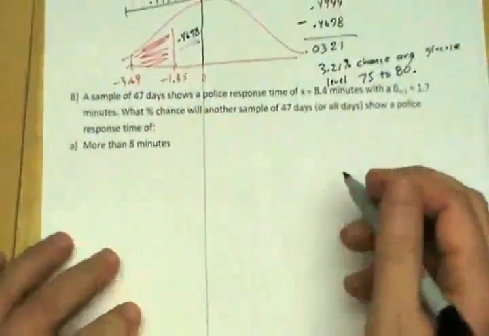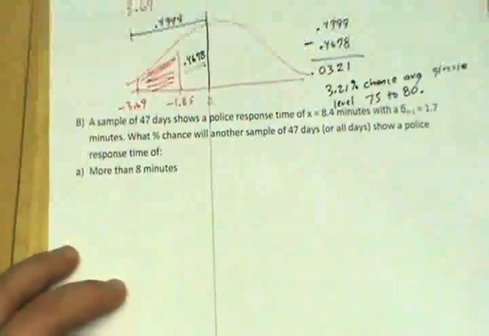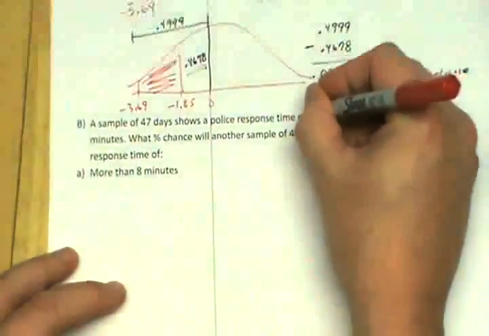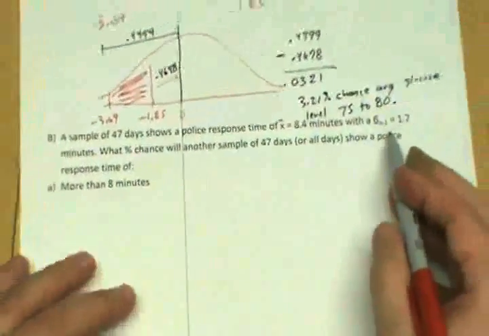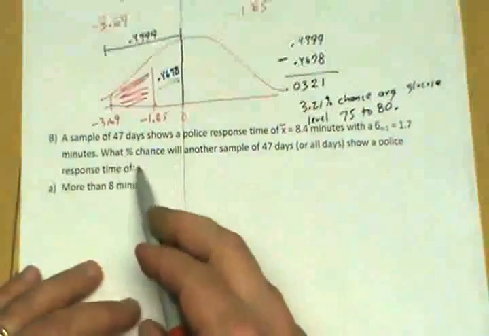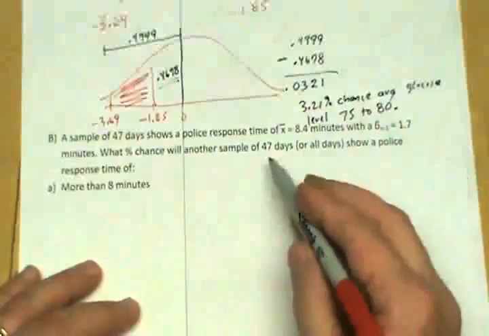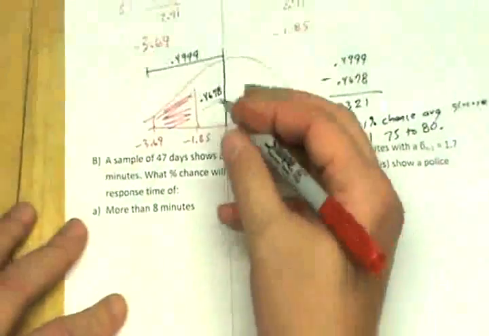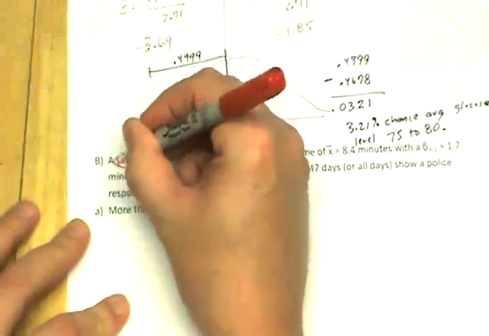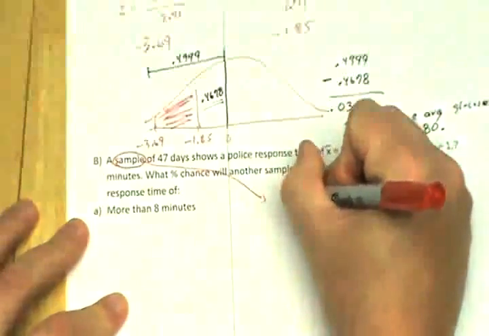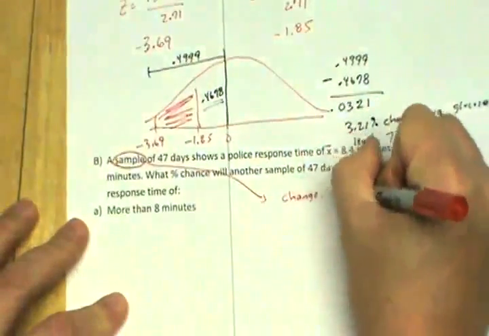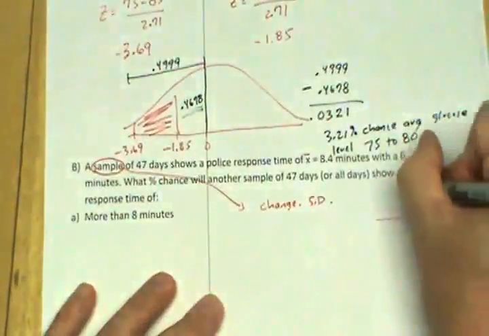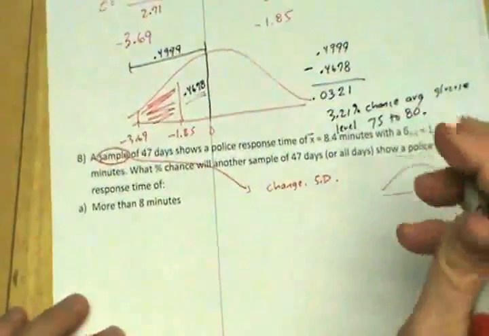All right, here's another one. Let's read this one here. A sample of 47 days shows a police response time average of 8.4 with a standard deviation of 1.7. All right, what is the percentage chance that another sample of 47 days shows a police response time of more than 8 minutes? All right, so first thing you got to realize is the question says sample. Sample means we have to change the standard deviation. It also says that a sample of 47, since 47 is 30 or more, this whole thing creates a bell-shaped curve. So we can use our bell-shaped curve chart.